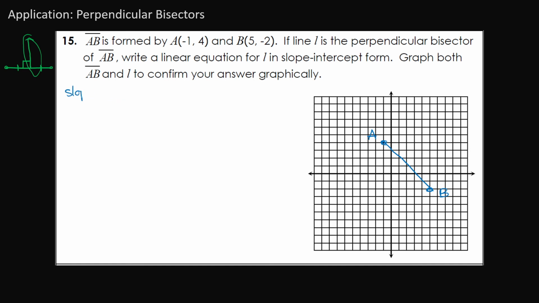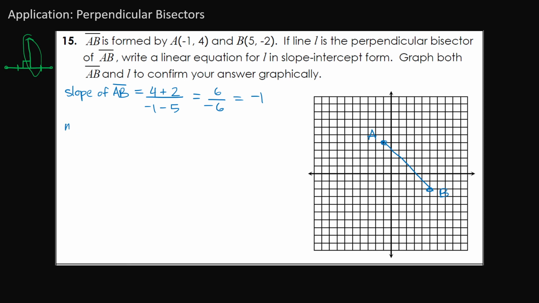Let's find slope first. Slope of segment AB. Well, we're given the points of AB. We're going to put them in the slope formula. 4 minus negative 2, or 4 plus 2, divided by negative 1 minus 5. So 4 plus 2 is 6. Negative 1 minus 5 is negative 6. So the slope of AB is negative 1, has a rise of negative 1, a run of positive 1.